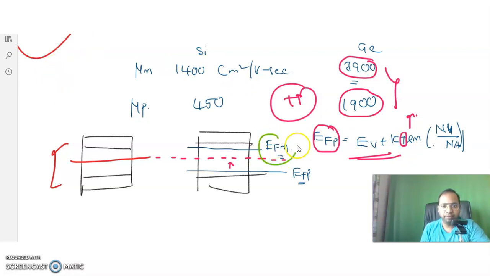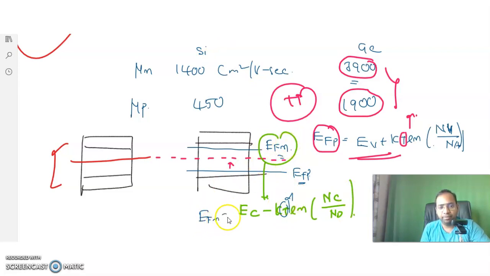In the same way you can take the expression for EFN also. For the n-type semiconductor, the expression can be given as EC minus KT ln of NC divided by ND. From this we can tell that whenever the temperature is increasing, EFN is decreasing. That means EFN gradually moves down and reaches the intrinsic Fermi level. So whenever the temperature is increasing, these extrinsic semiconductors convert into intrinsic semiconductors.